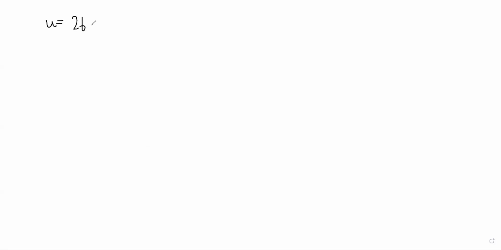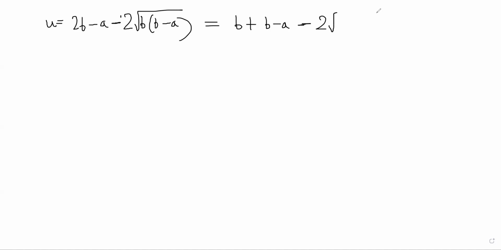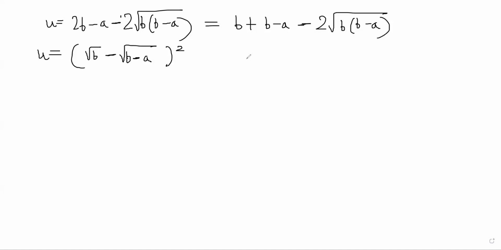u was equal to 2b minus a minus 2 times root over b into b minus a. This we can simplify and write like this: b plus b minus a minus 2 times root over b into b minus a. So it is clear from here that u is equal to root b minus root of b minus a, whole square, right? That should be obvious. I'm just using the a square plus b square minus 2ab formula.